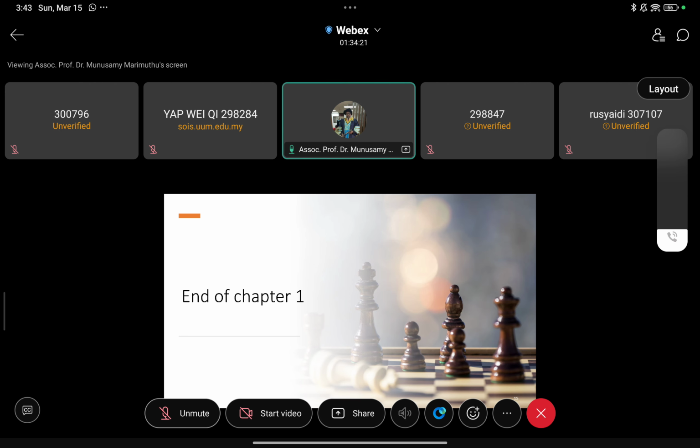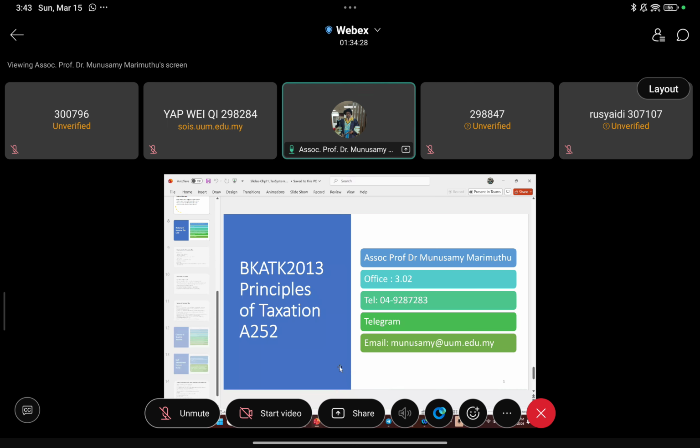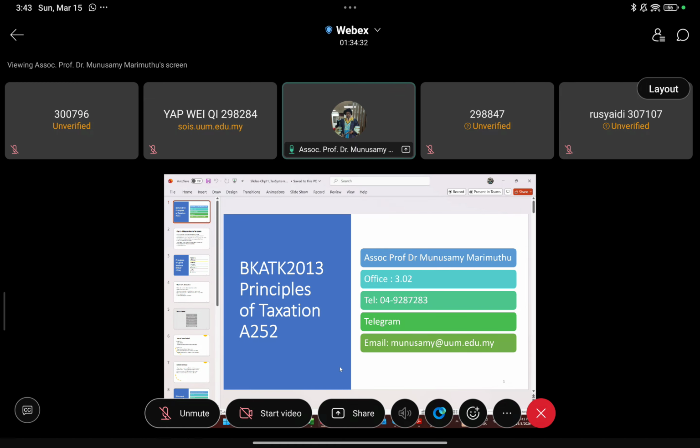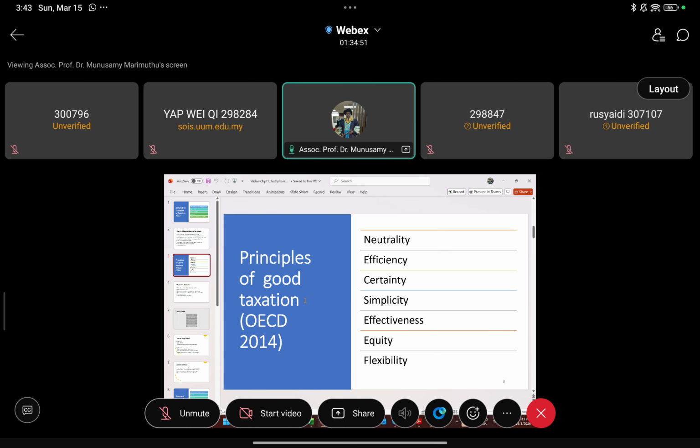Okay, so 6 marks from this chapter. Hope you have the textbook, read the textbook plus here. All the questions for 6 marks will be from here. So for your final exam, hopefully you can read and understand. Try to read this also, the principles of taxation.